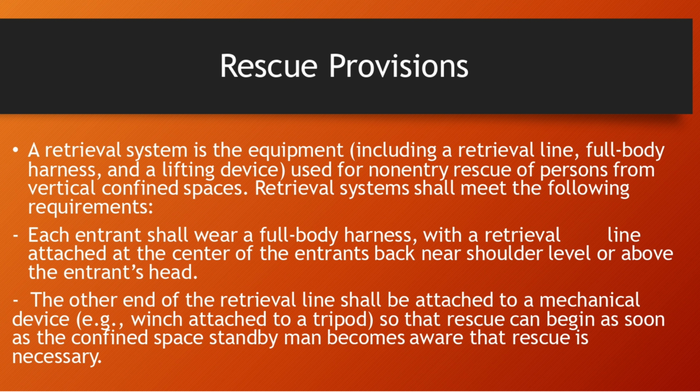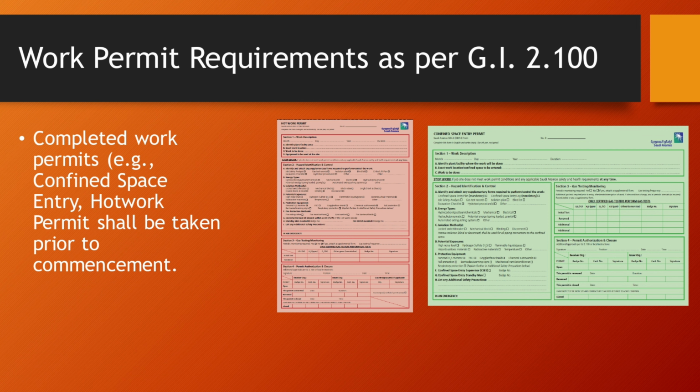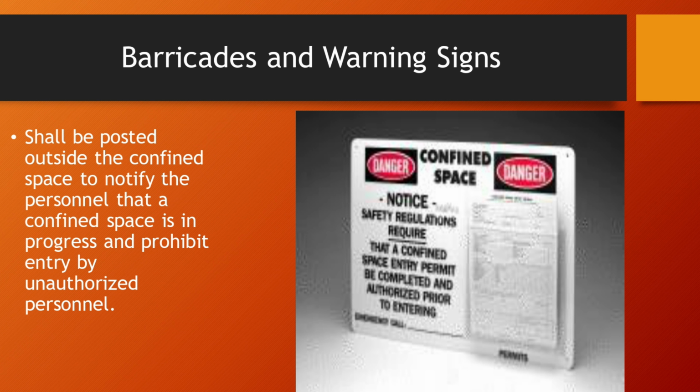Work permit requirements as per GI 2.100. Completed work permits, for example, confined space entry and hot work permit, shall be taken prior to commencement. Barricades and warning signs shall be posted outside the confined space to notify personnel that a confined space entry is in progress and prohibit entry by unauthorized personnel.